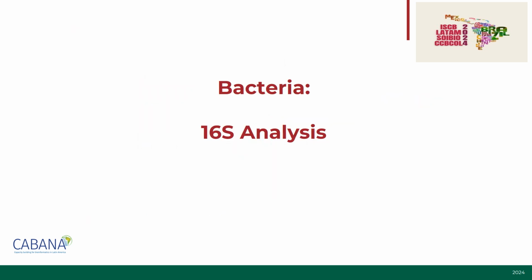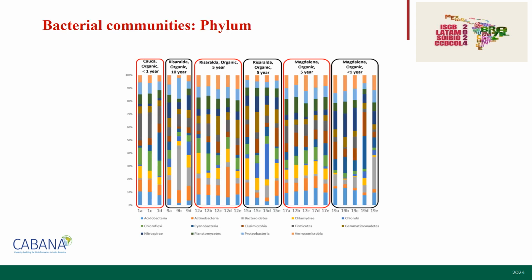So let's talk about the bacteria that we could identify by 16S sequencing. From the bacterial communities, amplicons from all samples were assigned to 14 phyla, 24 classes, 14 orders, 23 families, and 42 bacterial genera.